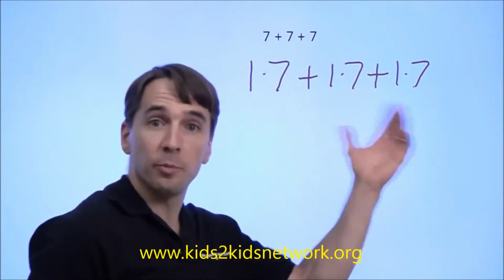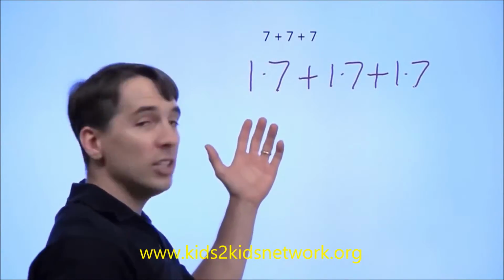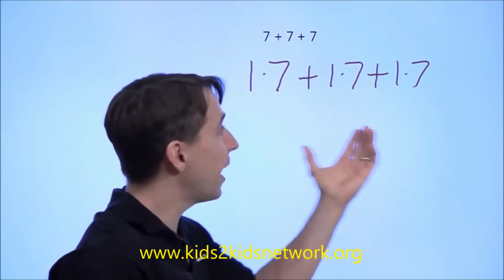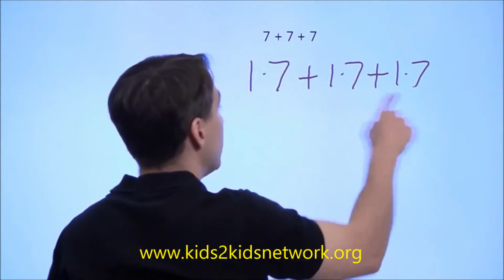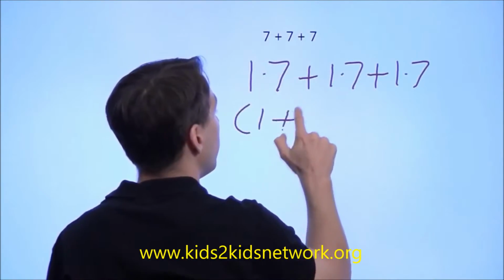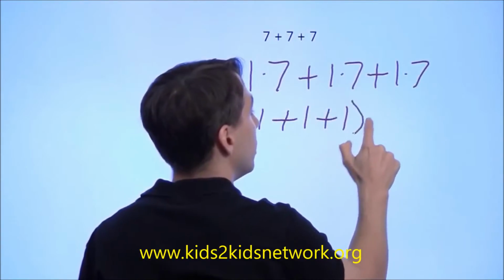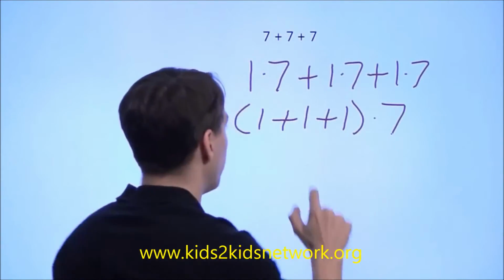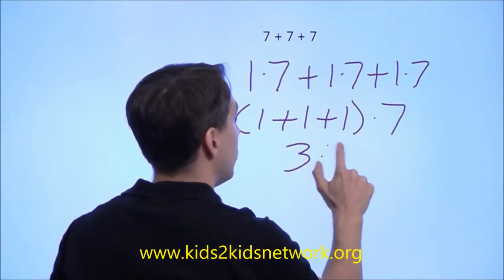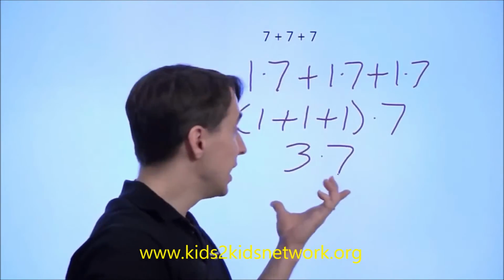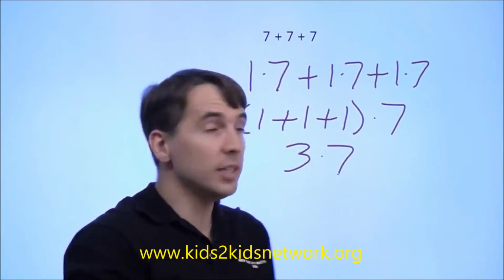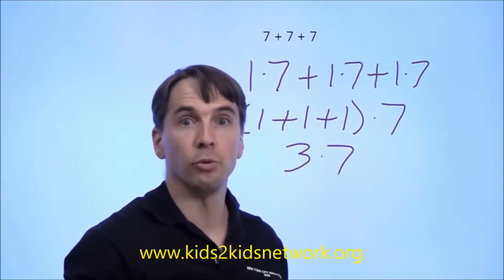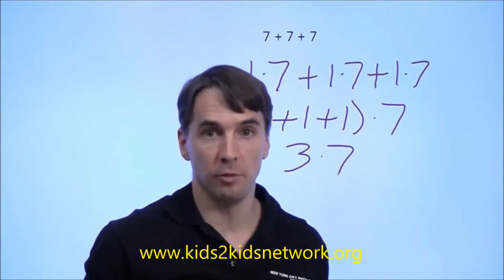And now that we have a sum of products here, we can use the distributive property. We can factor out the 7 and write this sum as (1 plus 1 plus 1) times 7. 1 plus 1 plus 1, that's where our 3 comes from. And now we see that 7 plus 7 plus 7 is 3 times 7. And all we did there was use perfectly good math rules. Mainly, we use the distributive property.